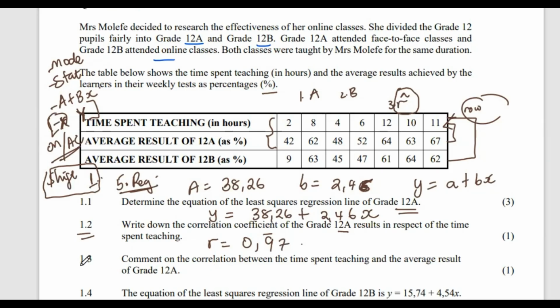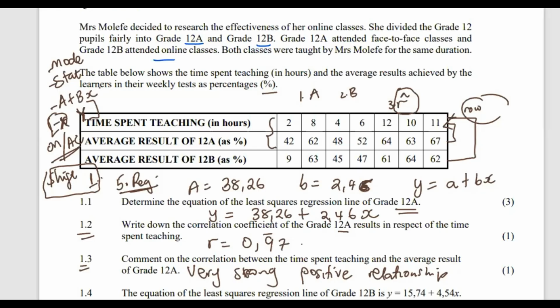Then 1.3, they want us to comment on the correlation between the time spent and the results. So whenever we are commenting, we look at the value. Okay, the value itself is going to tell us the strength, and then the sign of the value must give us the direction. Okay, so in this case, since it's 0.97, that is a very strong, but it is positive. So a very strong positive relationship. Okay, so that is 1.3.